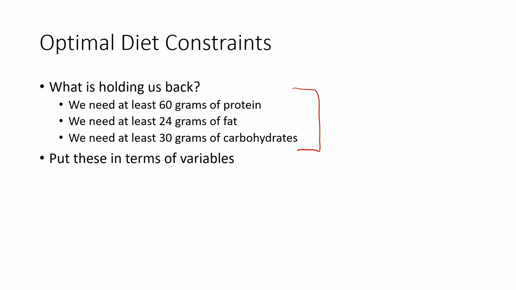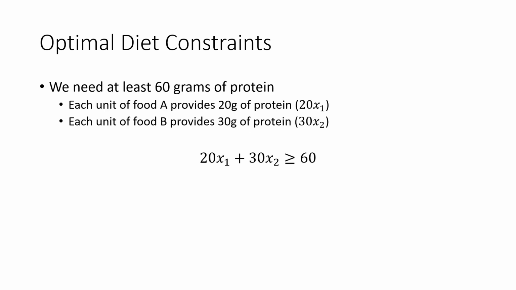Again, the only thing that I can control is the amount of each food that I buy. But my problem told me that every unit of food A has this much protein, fat, and carbohydrates. So from that, I can get my constraints. My first constraint, the first thing that holds me back, is that I need at least 60 grams of protein. So how do I know that I have that much? Well, each unit of food A gives me 20 grams of protein. Each unit of food B gives me 30 grams of protein. That's from the problem itself when it was first stated.